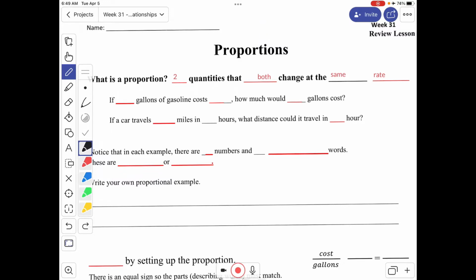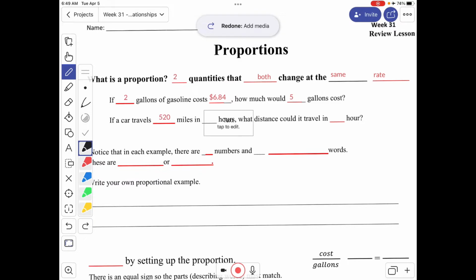Let's look at a couple of examples. If 2 gallons of gasoline cost $6.84, how much would 5 gallons cost? See, we're comparing two quantities. We're comparing gallons and cost.